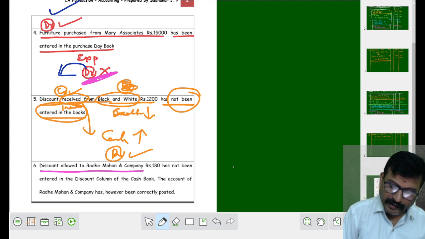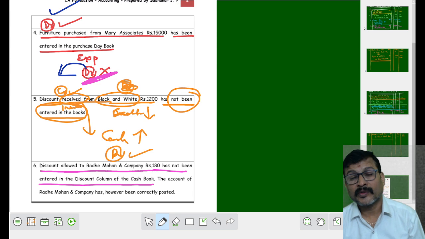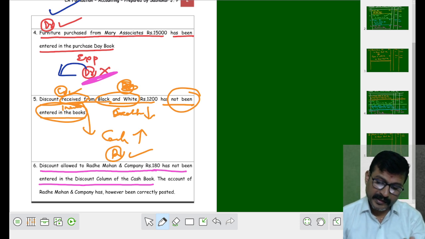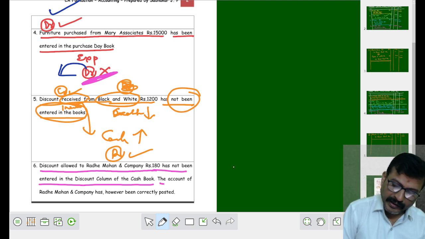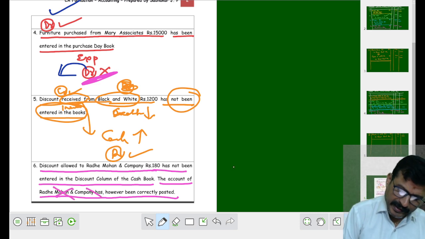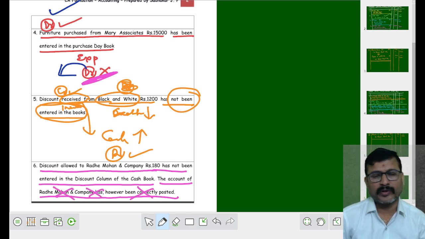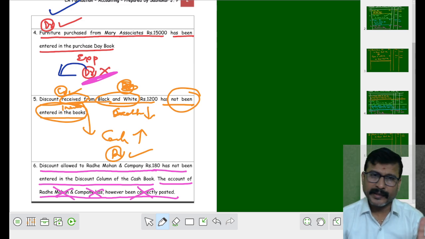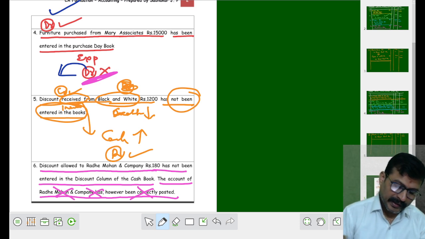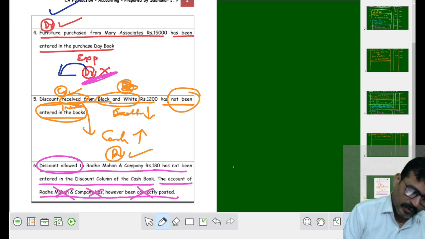Discount allowed to Radhe and Mohan company, 180, had not been entered in the discount column of the cash book. Where is it not entered? Not entered in the discount column of the cash book. The account of Radhe and Mohan has, however, been correctly posted. So the Radhe and Mohan entry is correctly entered. Now where is the amount not entered? The amount is not entered in the discount allowed column.